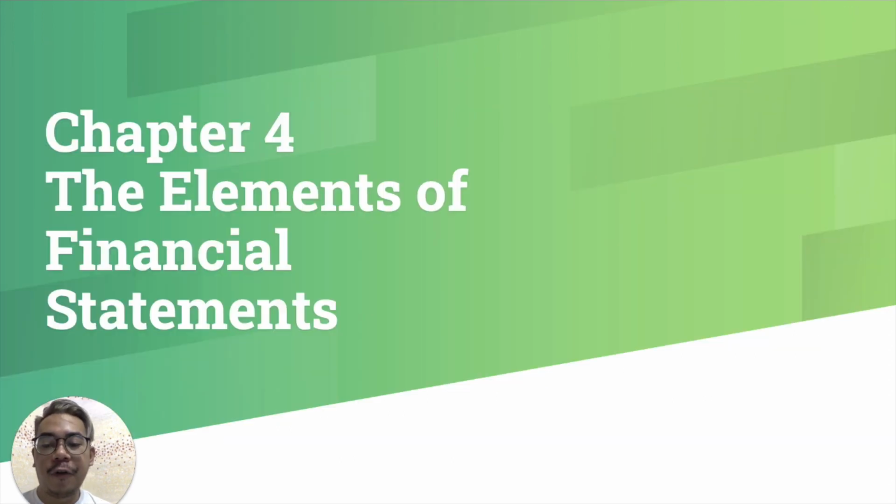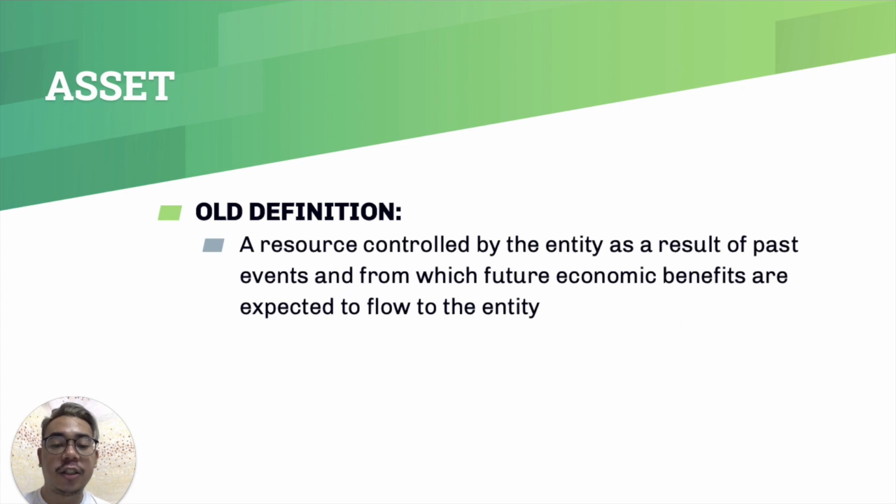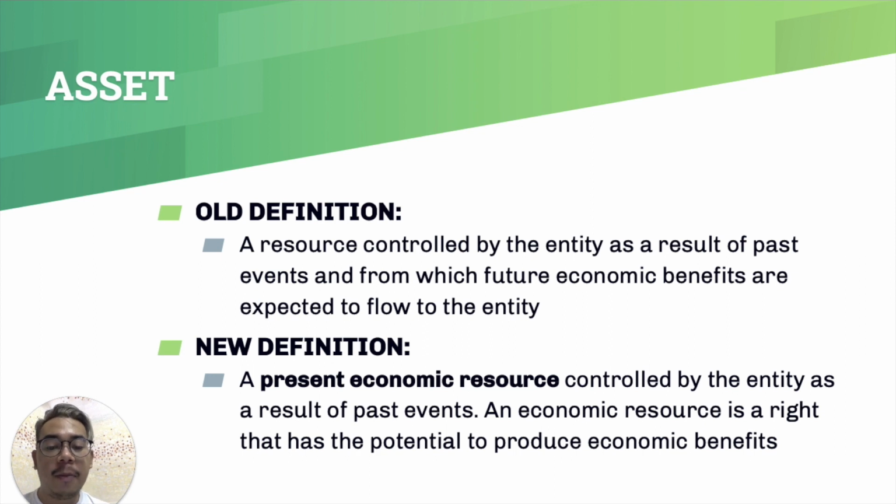Then we have Chapter 4, the elements of financial statements. There are 5 elements in the financial statement. The first element is the asset. So what is an asset? In the old conceptual framework, the definition is this is a resource controlled by the entity as a result of past events and from which future economic benefits are expected to flow to the entity. But take note, there is a new definition for asset. The asset is a present economic resource controlled by the entity as a result of past event.